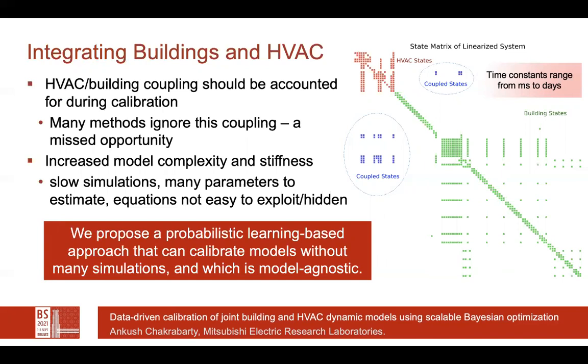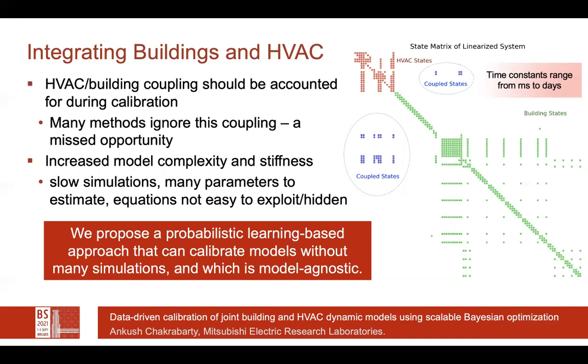So this is a sparsity pattern of the state matrix of a linearized HVAC plus building system. So we see both the HVAC states and the building states, but more importantly, we see that there are coupled states. So there is coupling between these two subsystems. And actually the value of the elements of these coupled states is not small at all. So there's a lot of information that could be exploited from the coupling that is largely ignored in the previous literature. However, this comes at a cost.